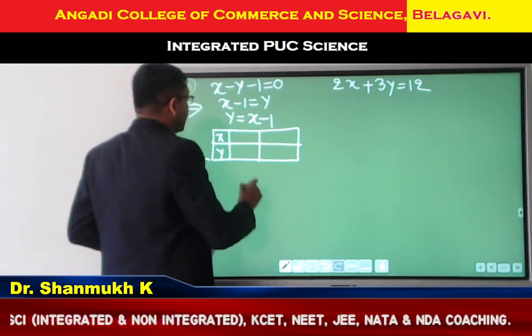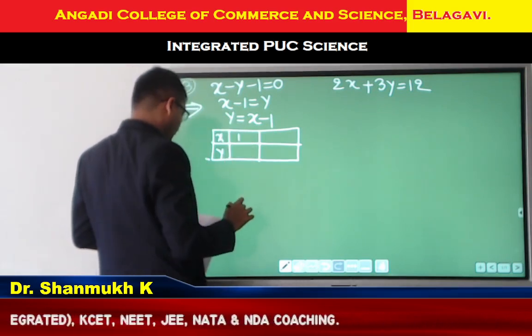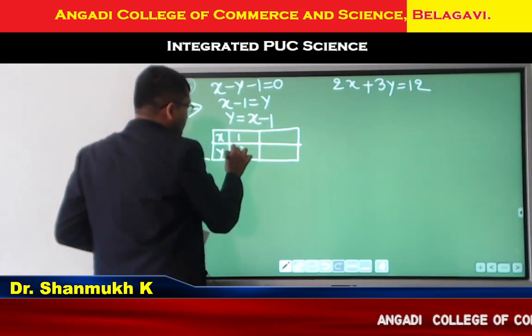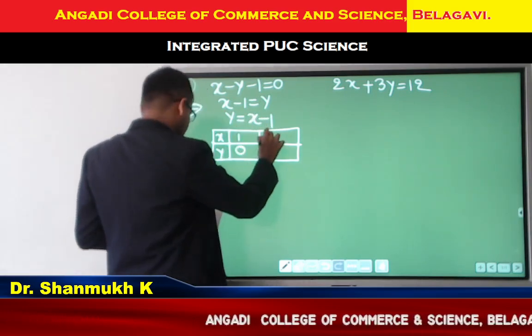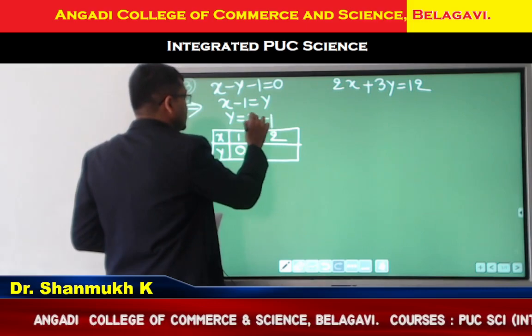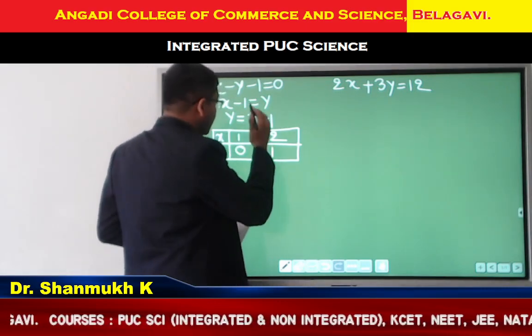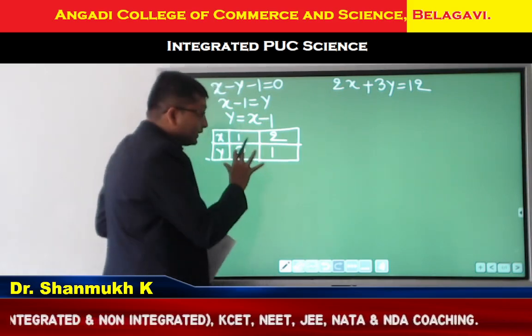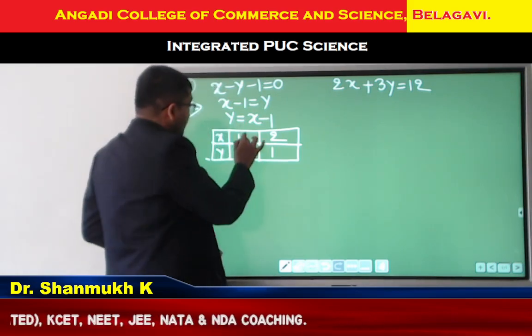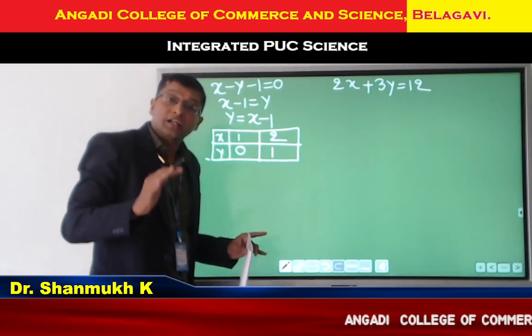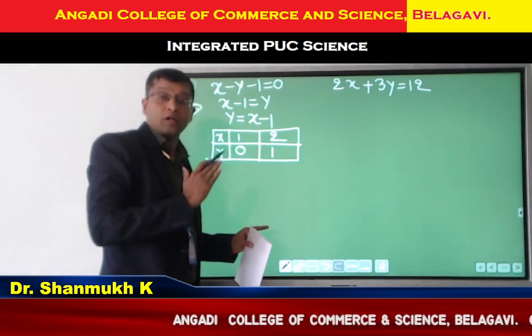X we take as 1. If I take x as 1, 1 minus 1 is 0, so y equals 0. X we take as 2, 2 minus 1 is 1, so y is 1. So these are two sets of values, and dear students, you will observe the input values are positive here. Therefore, the solution lies in the first quadrant.